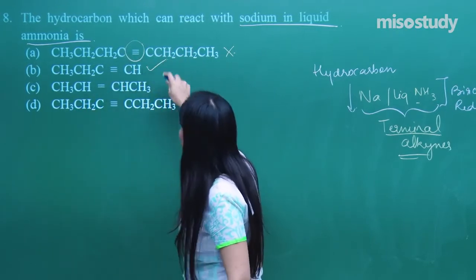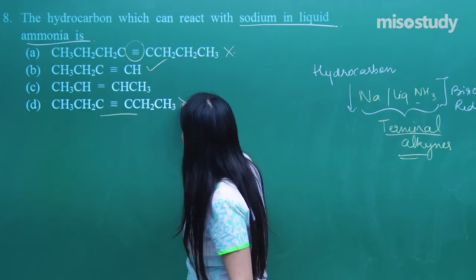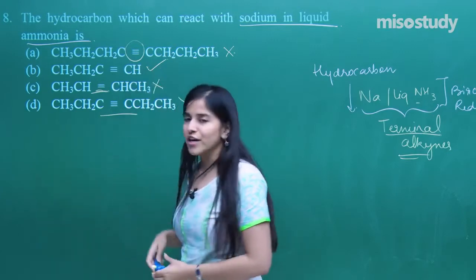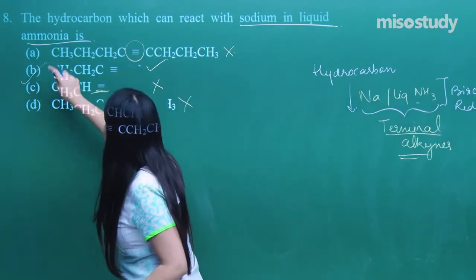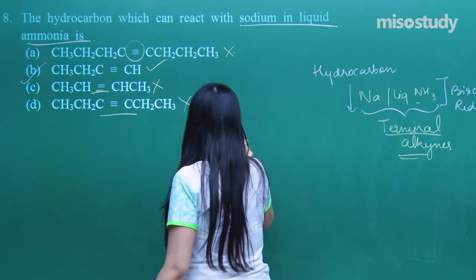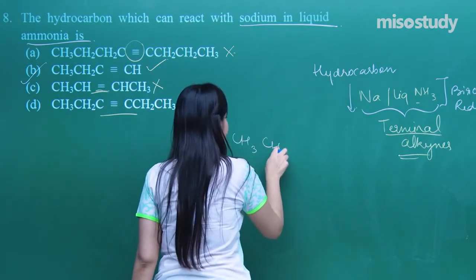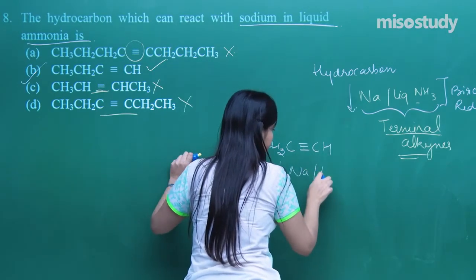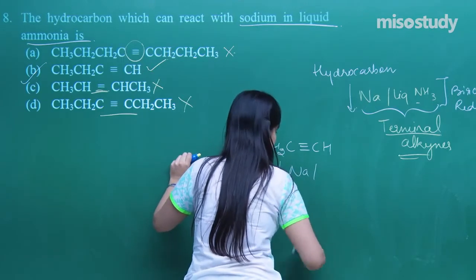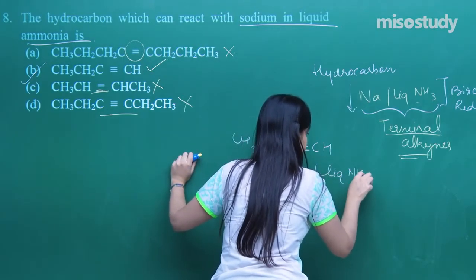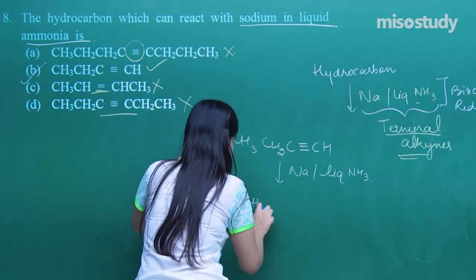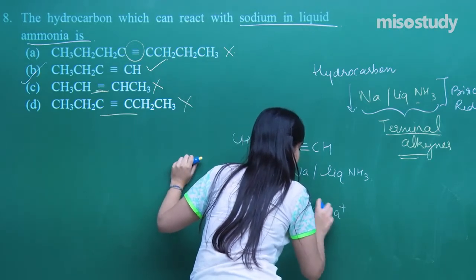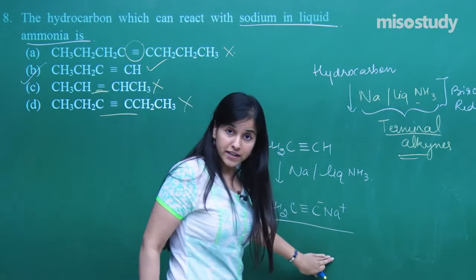If you see, this is, but again this is not an option, because this is an alkene, not an alkyne. So here let us just try to perform the reaction. We have got the answer here, that is B, and the reaction would be: Na in the presence of liquid ammonia, we get CH3CH2C≡C⁻ Na⁺. That is what we are getting in this reaction.